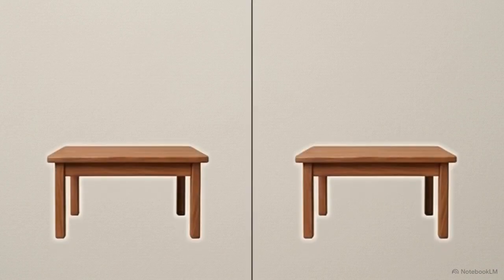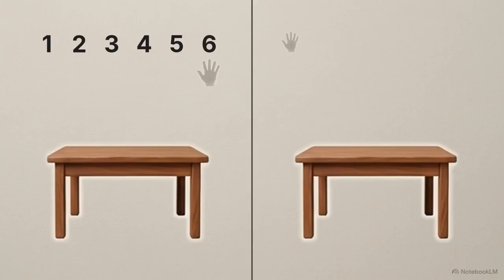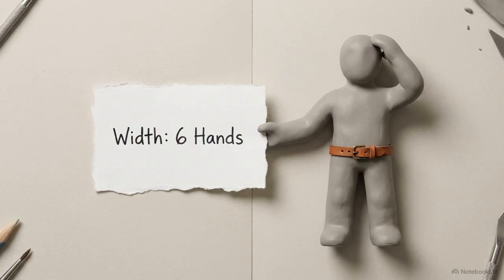Look at these two identical desks. If one person measures the top using their handspan, they might count exactly 6 hands across. But if someone else with smaller hands measures the exact same surface, they get 8. Imagine sending that measurement to a carpenter.